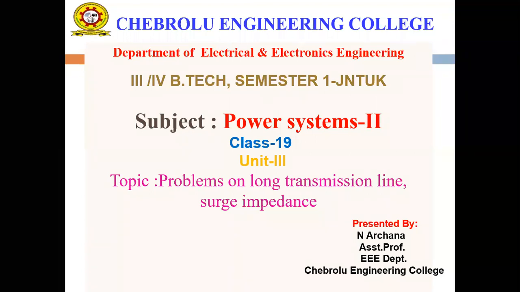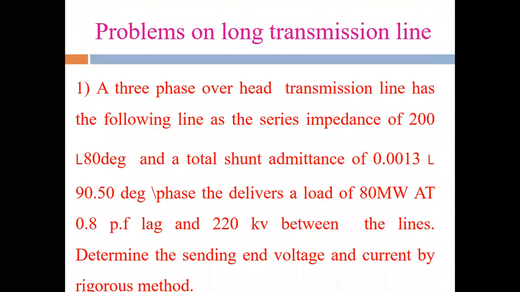Today I'm going to explain another problem on the long transmission line, and also surge impedance in the case of a long transmission line. Okay, first coming to the first problem. A three-phase overhead transmission line has a series impedance, that means Z. Z is equal to 200 at an angle of 80 degrees.